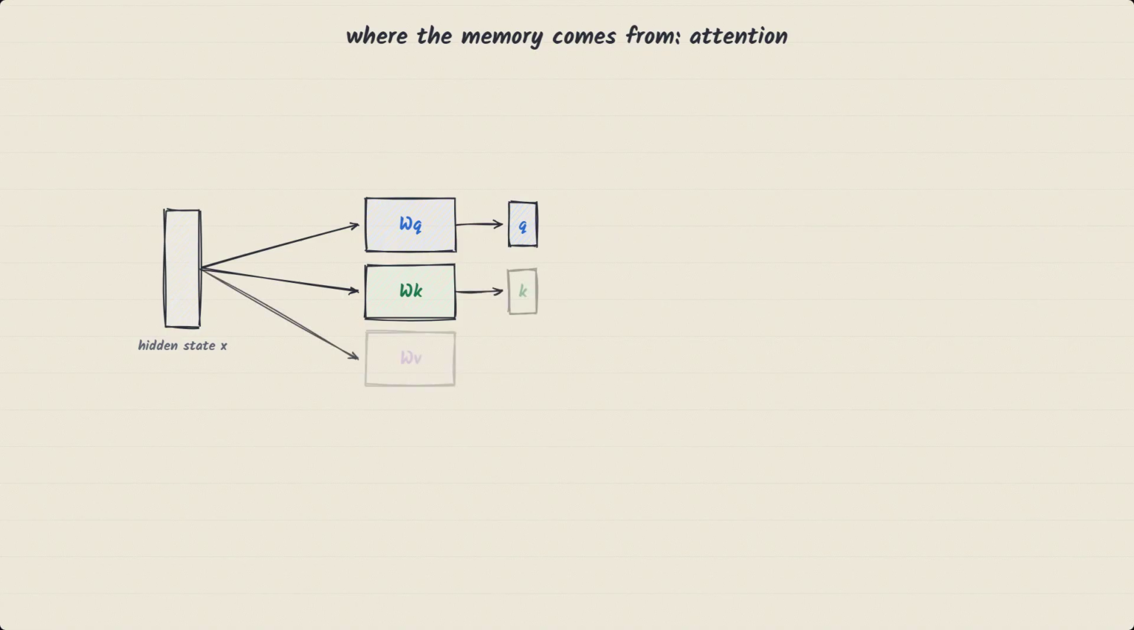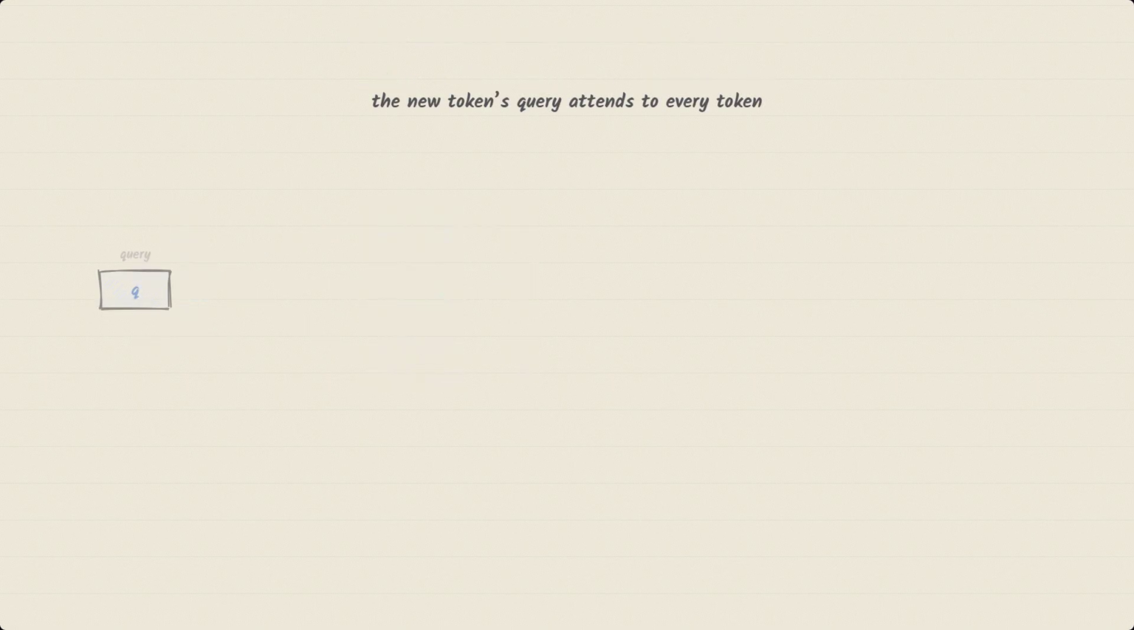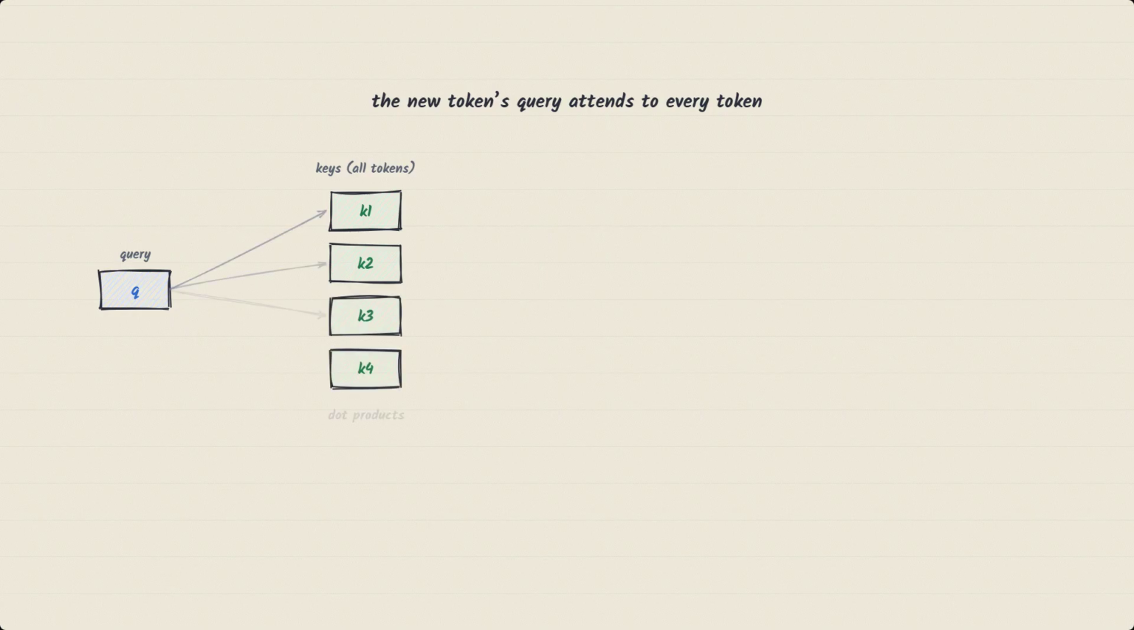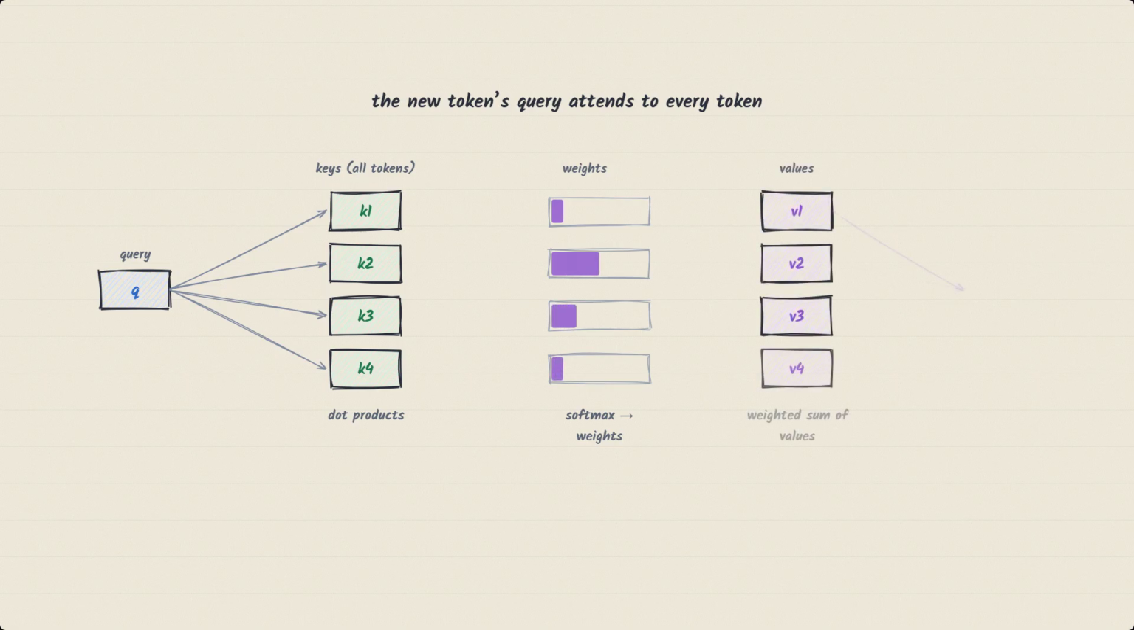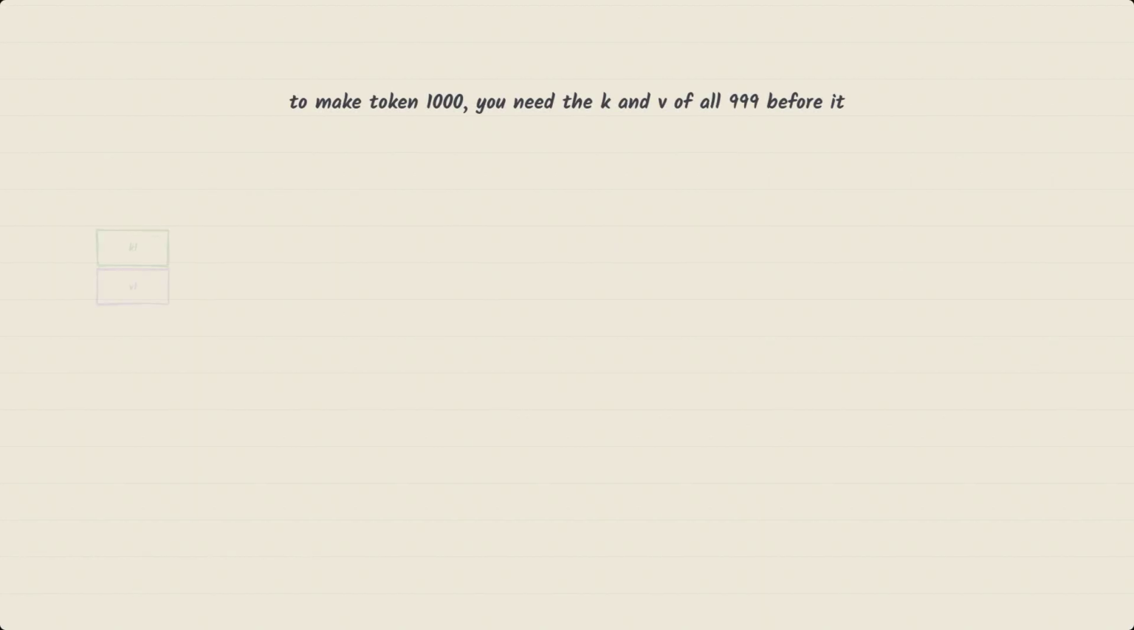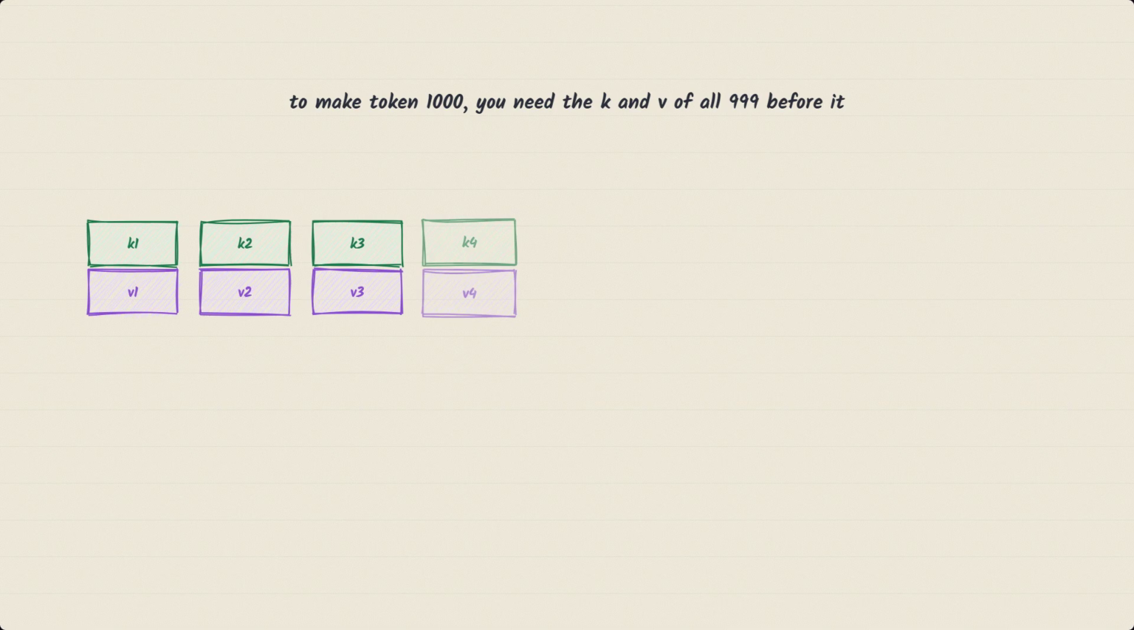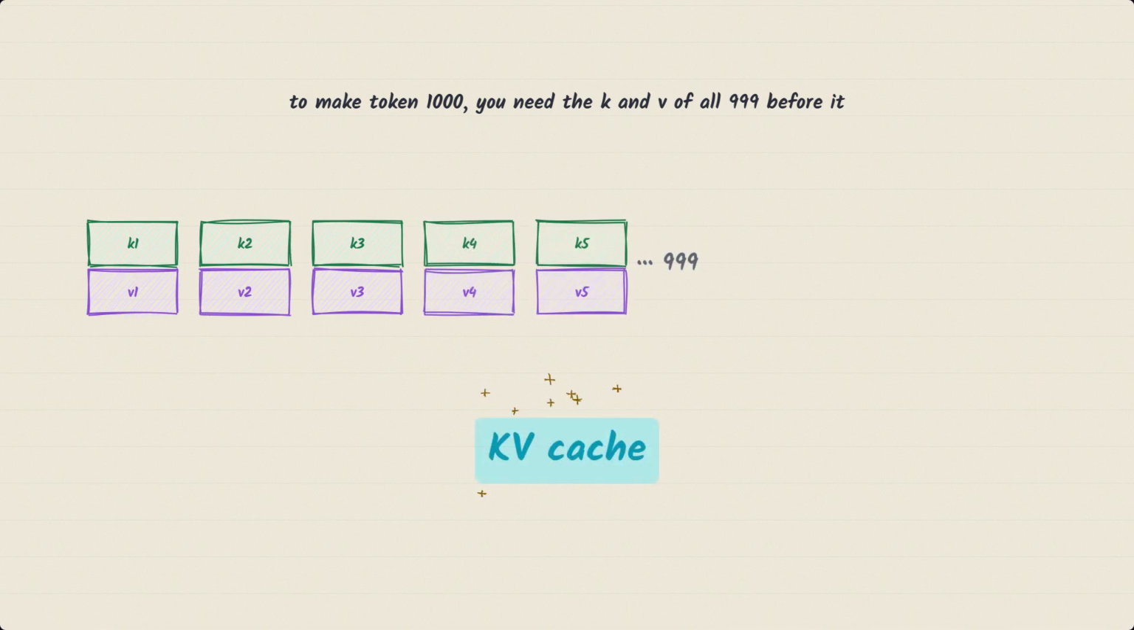So look at attention, where that memory comes from. For each token, you build 3 vectors, a query, a key, and a value, by multiplying its hidden state by 3 learned matrices. The new token's query is dotted against the key of every previous token. Softmax those scores into weights, and the output is the weighted sum of all those tokens' value vectors. The consequence is the whole ballgame. To generate token number 1000, you need the keys and values of the 999 tokens before it.